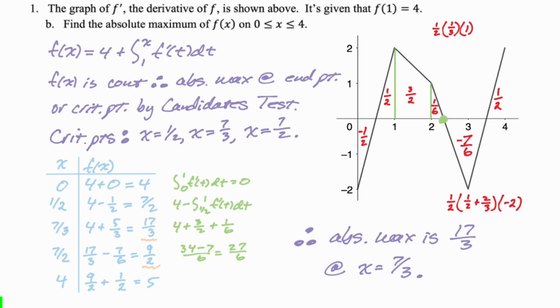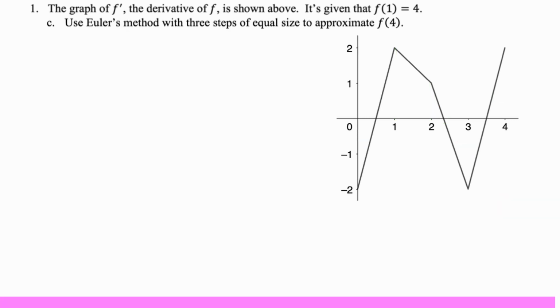Let's take a look at the next part. Use Euler's method with 3 steps of equal size to approximate f of 4. This is kind of an interesting question because we have f prime. Usually we have a function representation of f prime. Here we just have the graph of f prime, but we can still find the value of the derivative at each value and work from it. So I kind of like this problem.